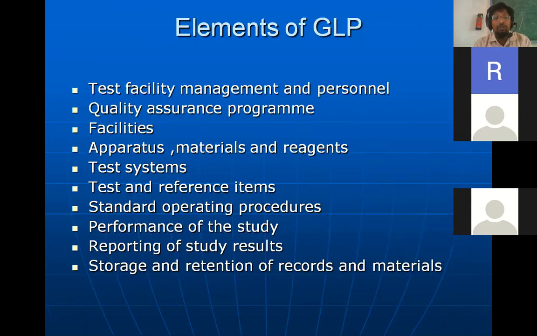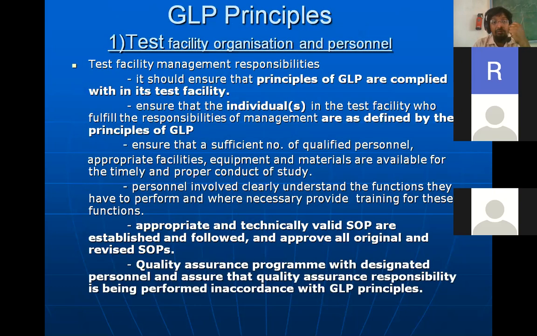What are the different elements of GLP? Test facility management and personnel, quality assurance programs, facilities, testing apparatus, material and reagents, test systems, test and reference items, then standard operating procedures, then performance of the studies, reporting of the study results, and storage and retention of records and materials. These are the different elements of GLP, right?